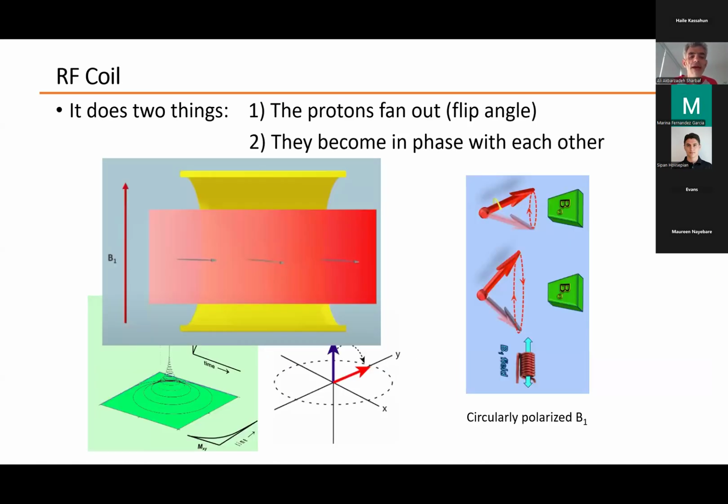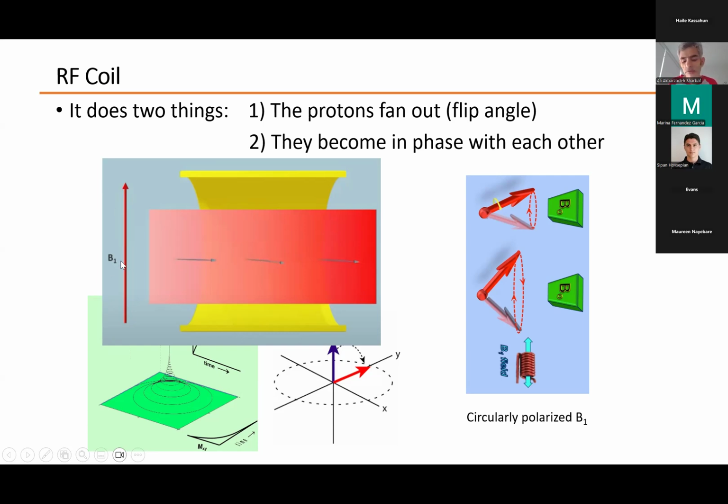And finally, we have the RF coil in the innermost part of the MRI machine. The RF coil produces a B1 field, and unlike the B0 field, it is not a static field. It is a time-varying field. It changes over time in a sinusoidal manner. And the B1 field is perpendicular to the B0 field.